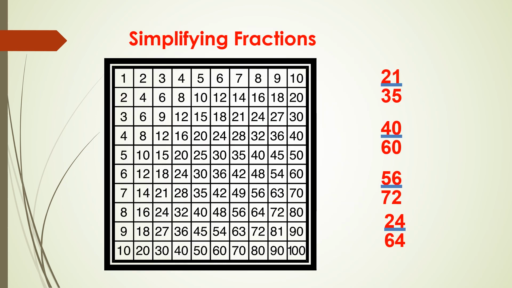Using the same method as discussed in the video, you can try these fractions. You can reduce to lowest terms: 21 by 35, 40 by 60, 56 by 72 and 24 by 64. Identify where the fraction is, circle it, and towards the left hand side corner see what the fraction is there. It will be very easy for you to identify. This enables you to further reduce the fractions into the simplest form.